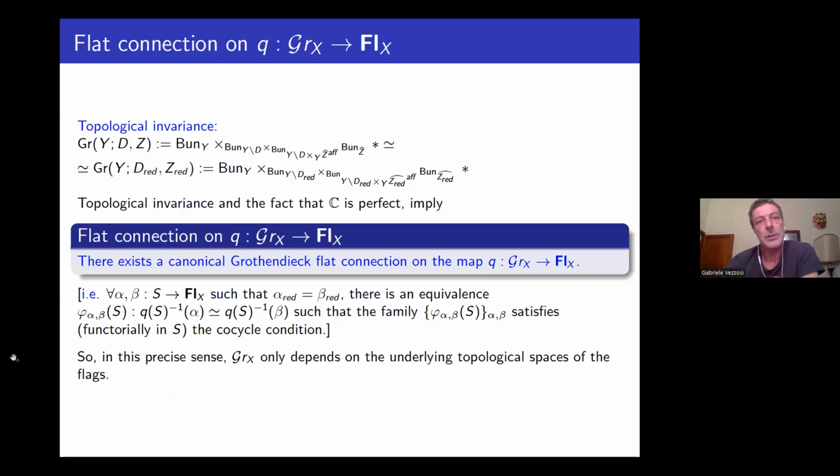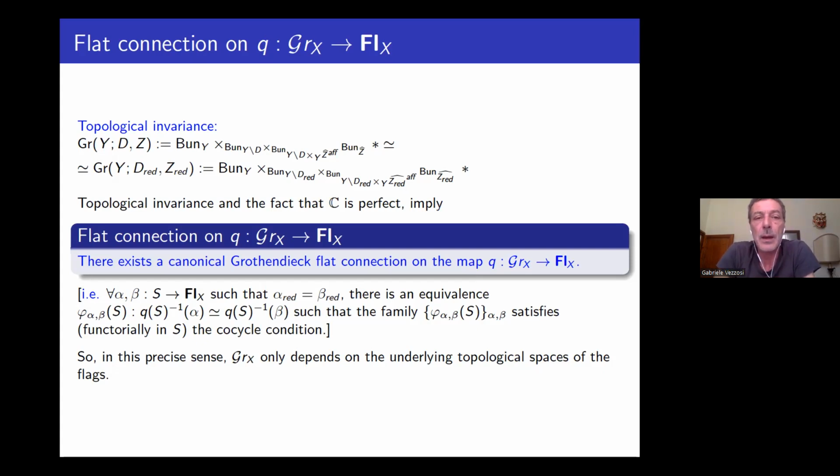I mentioned the flat connection, and this is how it goes. Again, we fix a flag, and Y will be X times S in our functorial construction, and DZ is a flag in Y. Then we have the Grassmannian, which is defined like this. And you can also consider the Grassmannian of the reduced flag. If you work in families and you have DZ, which is a flag, so in particular it's flat over the base S, then the reduced parts would not be flat in general. So this is just the definition. This is why I put a definition there.